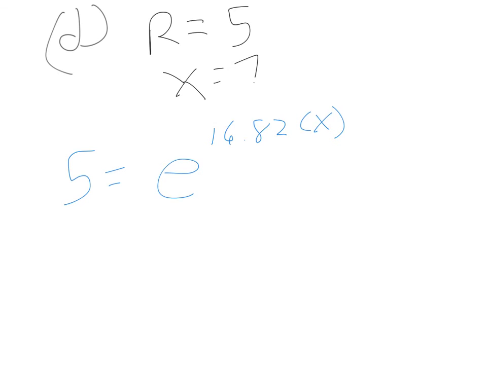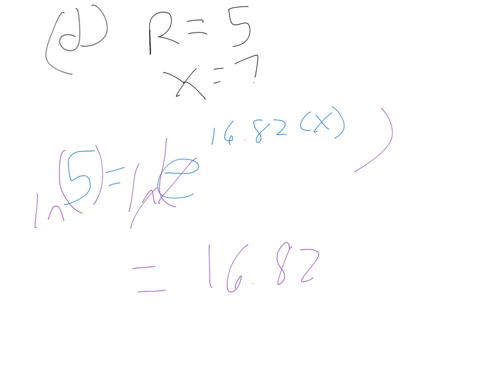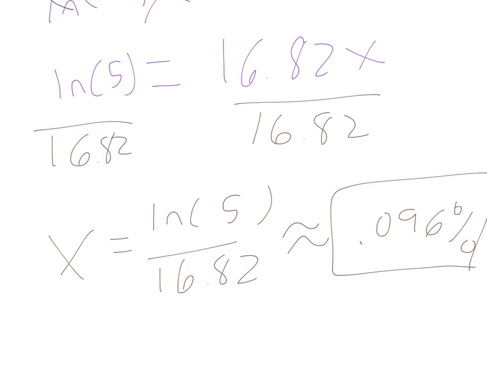So, you have to do natural log of both sides. Do the natural log, and the ln and the e would cancel out on the right hand side, so that gives you 16.82 times x is equal to natural log of 5. So if we divide both sides by 16.82, that means that the concentration would need to be about 0.096%. That means that if the law does assert that anyone with a relative risk of 5 or more should not be driving, then their blood alcohol content would need to be about 0.096%.